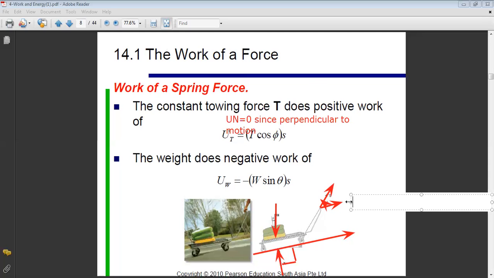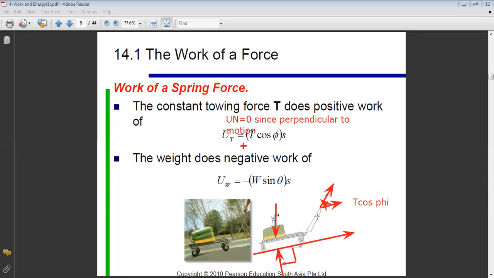The projection is T cosine phi, and to find the work, if I have constant T and constant phi, then I can multiply by the distance traveled to get the work. So U of T is equal to T cosine phi times the displacement s. And why is it a positive work here? It's a positive work because the projection of T is along the direction of motion.